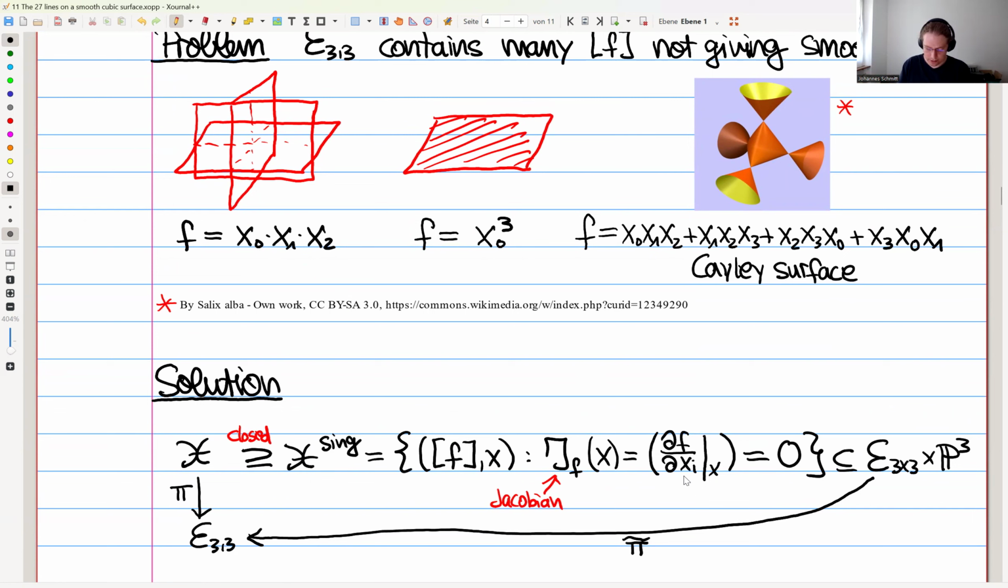You can calculate these partial derivatives and evaluate at this point. This is all algebraic. So in fact, this here is a Zariski closed subvariety inside here, and X also, of course, sits inside this product here. So the locus where the universal surface is actually singular, we can describe it. It's a closed subset.